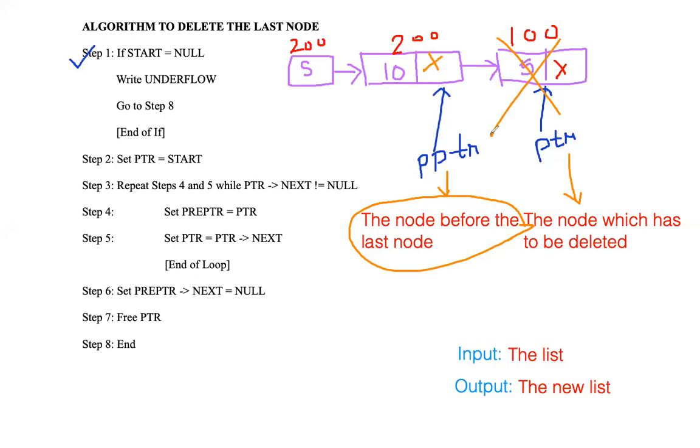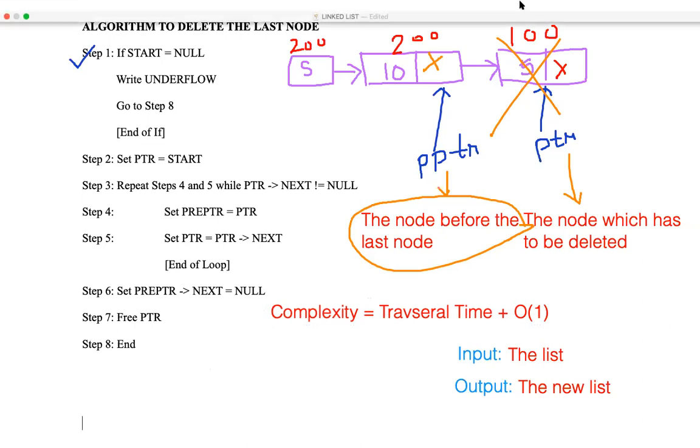In this case also, you see that the complexity consists of 2 parts. So the complexity is equal to search time. Search time in the sense, instead of writing search time, we can write traversal time, because we are traversing till the end of the list. And the deletion is a constant time, which is order of 1, because this is a few pointer changes.